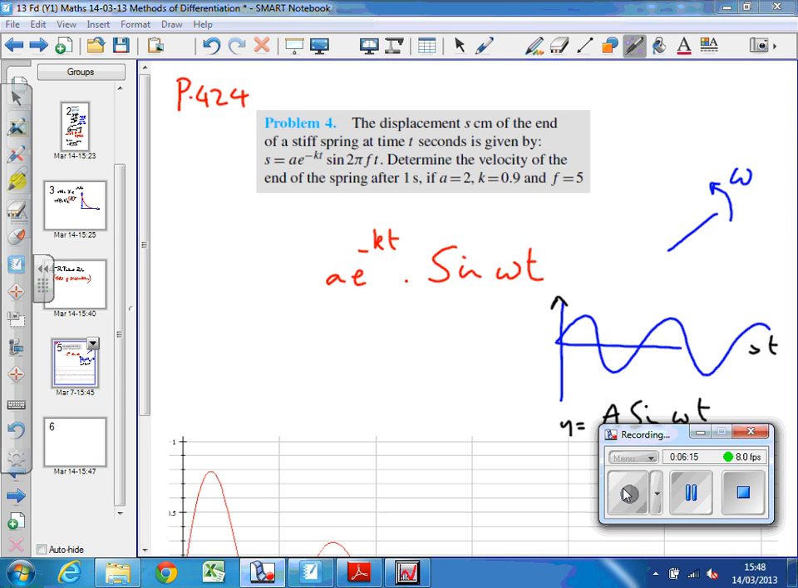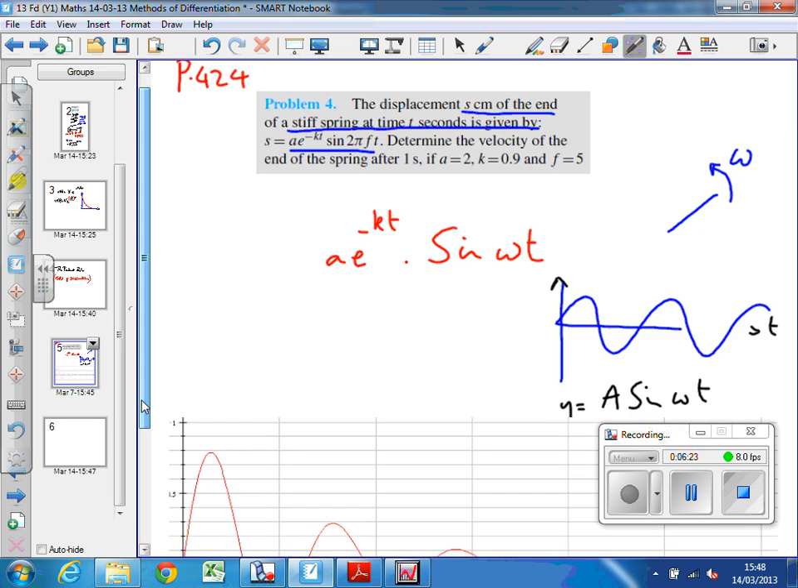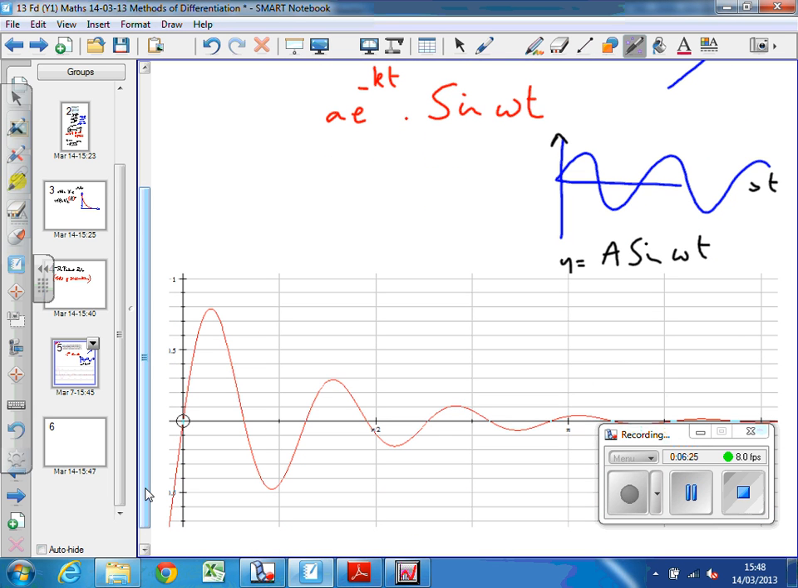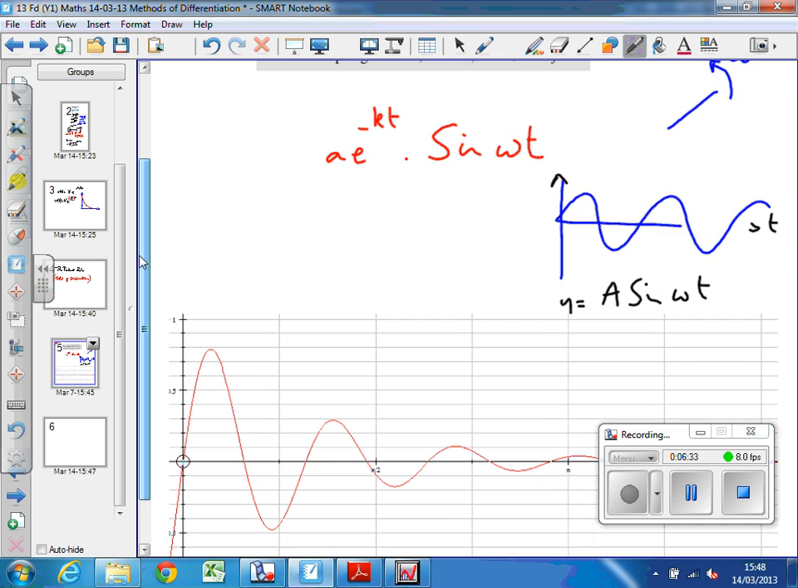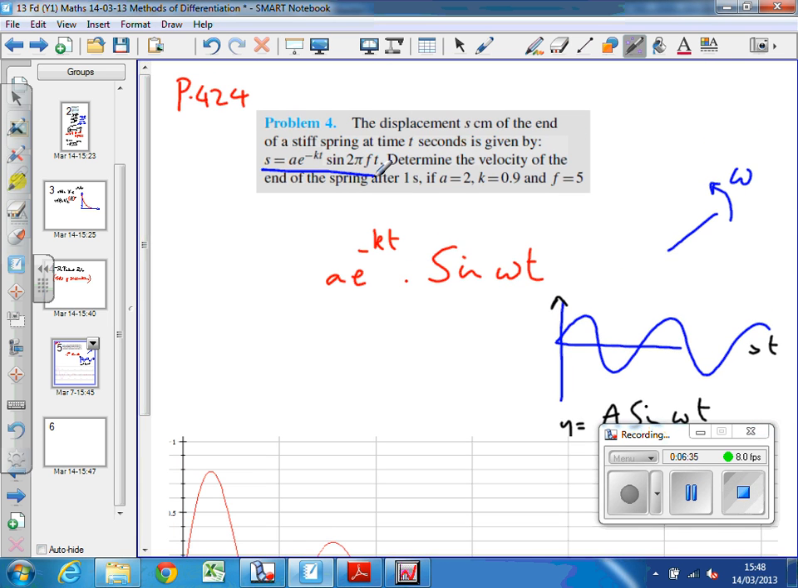If we look back at the question, we've got the displacement of the end of a stiff spring, described by this. And if we plot it, it might look a little bit like this. So in other words, this spring is oscillating over a period of time until the oscillation dies away to zero. And the function that's describing it is here.